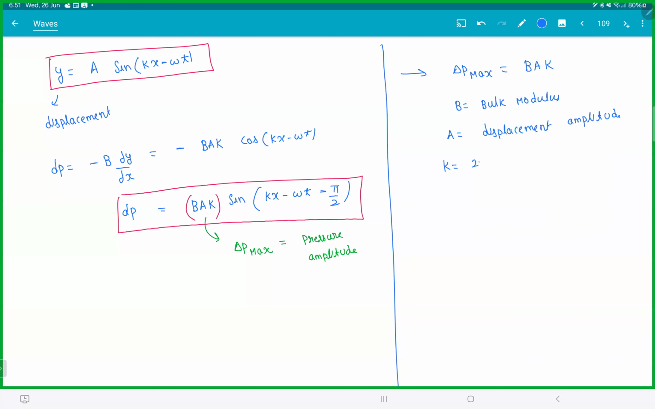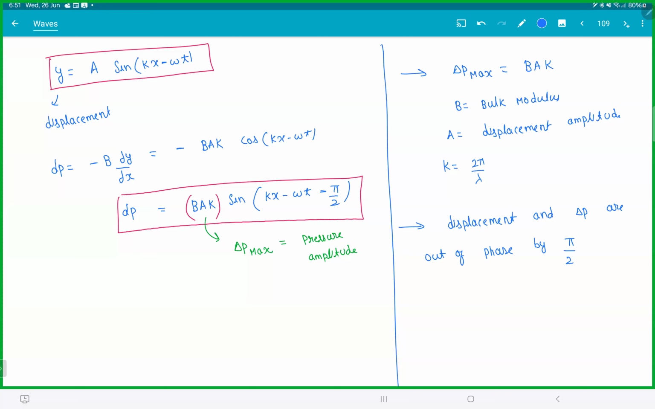K is your wave number, 2 pi by lambda. That is one. And this statement is important: displacement and delta P are out of phase by 90. That means when displacement is max, delta P is minimum, and delta P is maximum at the other point. But there's a trap there. People generally think something; I'll show you with a question next time. So those are the main things there.